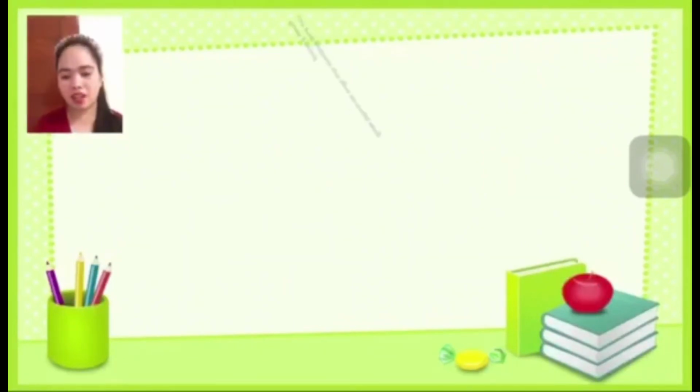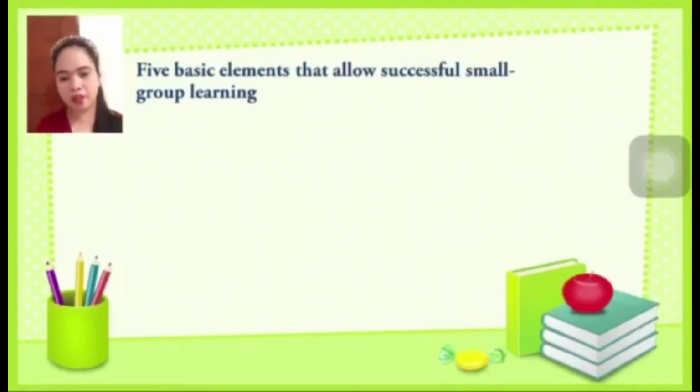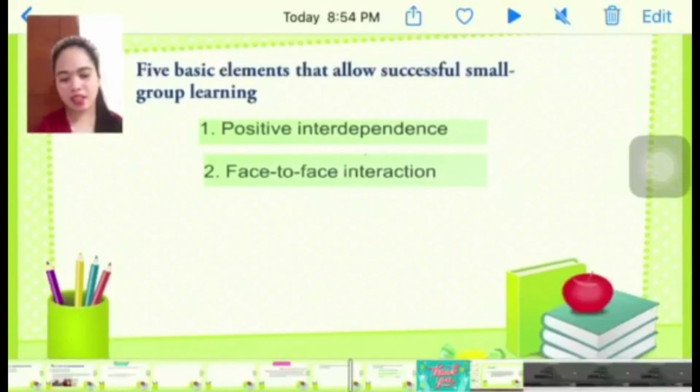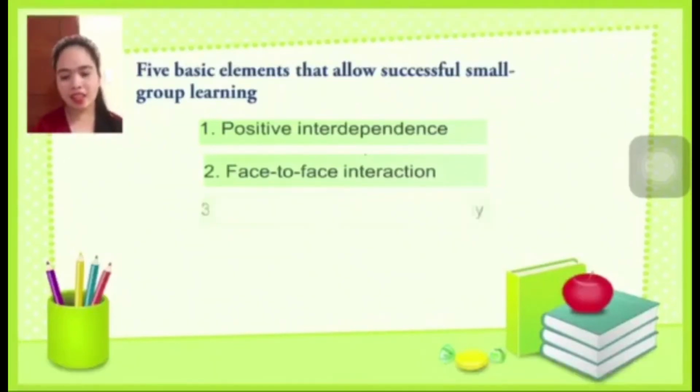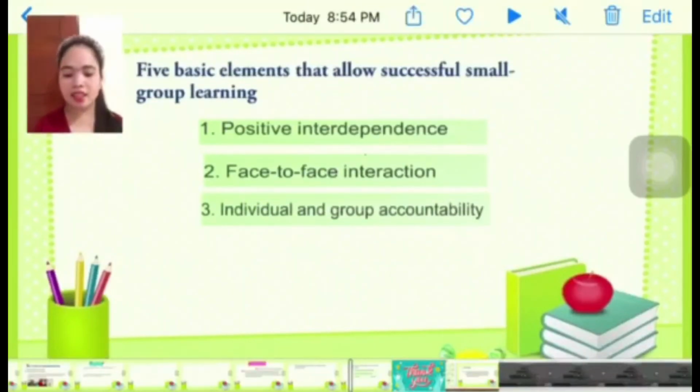According to David Johnson and Roger Johnson in 1999, there are 5 basic elements that allow successful small group learning. First is positive interdependence. Students feel responsible for their own and the group's effort. The second is face-to-face interaction. Students encourage and support one another. The environment encourages discussion and eye contact. The next is individual and group accountability. Each student is responsible for doing their part. The group is accountable for meeting its goal.